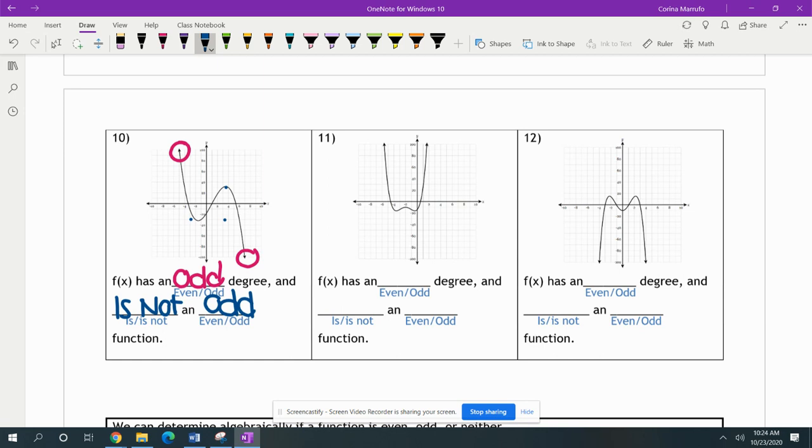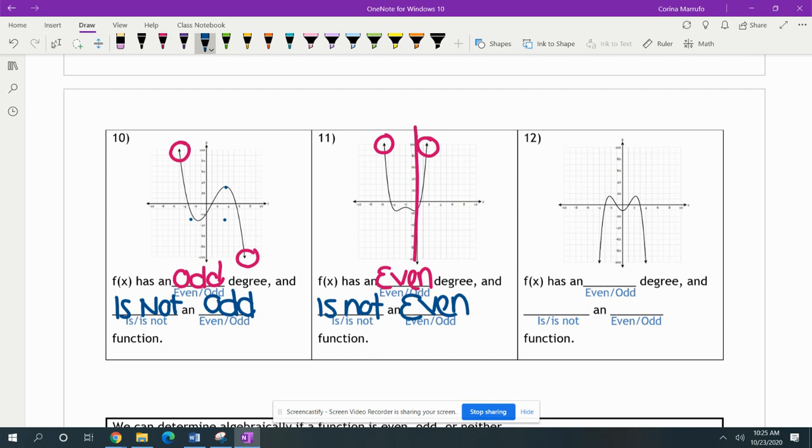Okay, let's try the next one. This one, the end behavior is pointing up, up. So this makes it an even degree. Okay, but we're going to check to see, does the y-axis cut this in half? And it does not cut it in half, so it is not an even function. So just because it's an even degree doesn't mean it's an even function.